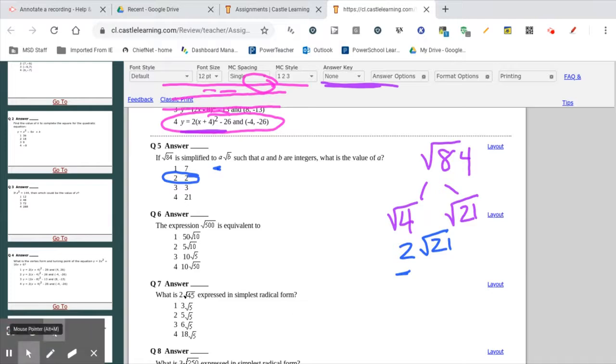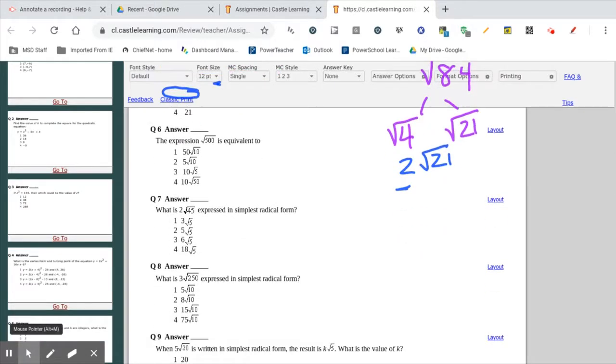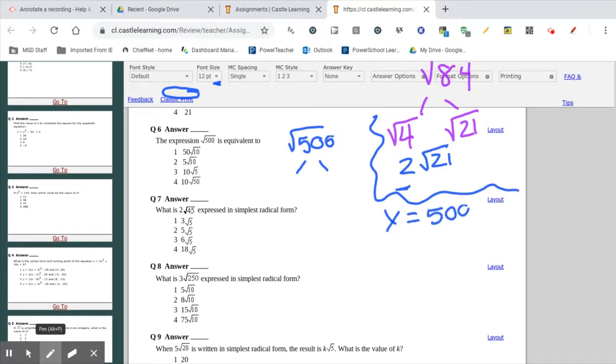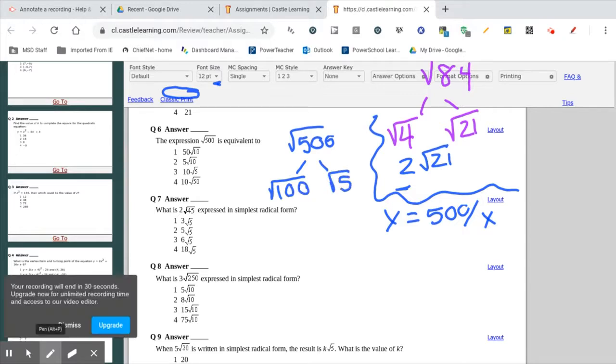Okay, number 6. The expression square root of 500 is equivalent to which of the following? Again, we're going to be simplifying. So we have to think of what 2 numbers multiply to 500, one being a perfect square. You can use your calculator. Remember, in your calculator, you're going to go to that y equals screen. So you would do y equals 500 divided by x, and you would look at your table to see the 2 numbers that are going to multiply to be 500. So in your table, hopefully you see square root of 100 and square root of 5. 100 being your perfect square, so that becomes 10 square root 5, and your answer is number 3.